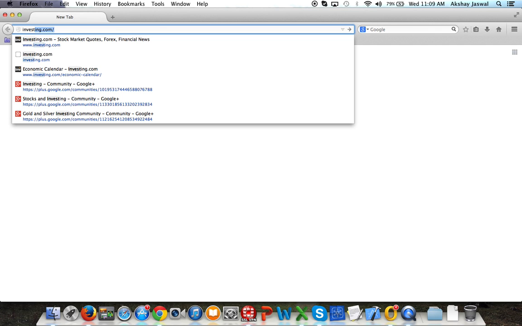Before we know how to use it, we must know what the economic calendar is. The economic calendar is nothing but a calendar of events happening across the world. These events can be any news, any announcement, change in unemployment rate, or a lot of other events happening across the world. To understand it more, let's go to the website investing.com.